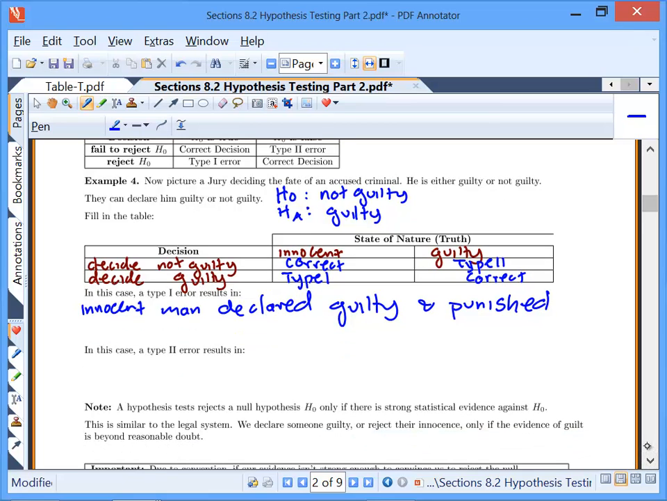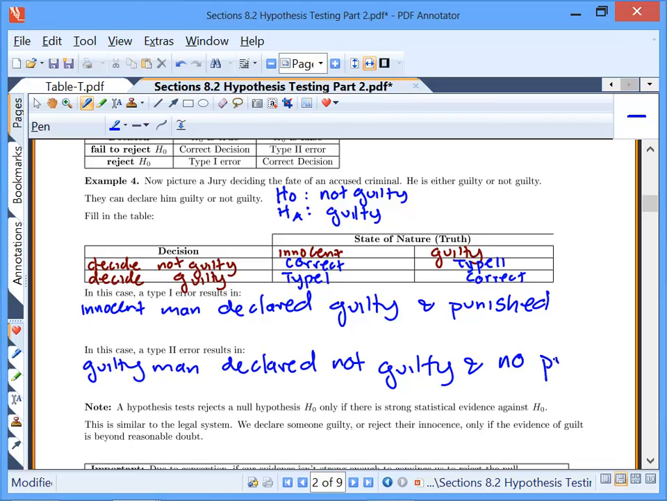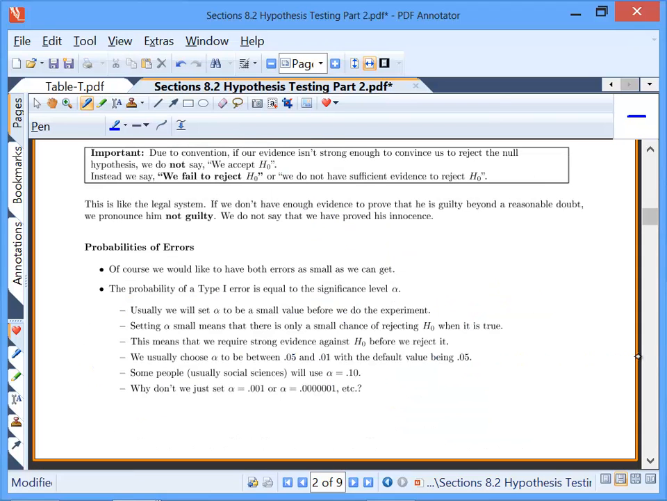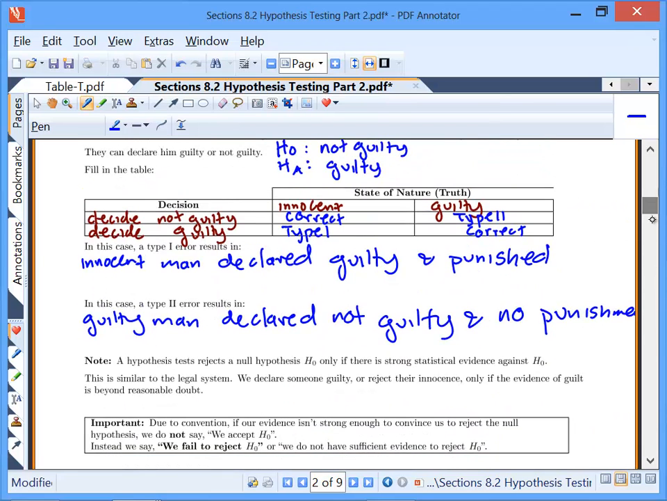Well, let's see. In this case, a type 2 error results in a guilty man declared not guilty, and no punishment. So in your mind, which one of these two errors is worse? Okay, and you don't have to have a right answer, like some people will disagree on this. Okay, it's not a statistical question, it's just an ethical question. Would you rather send an innocent man to prison or let the guilty man go free?